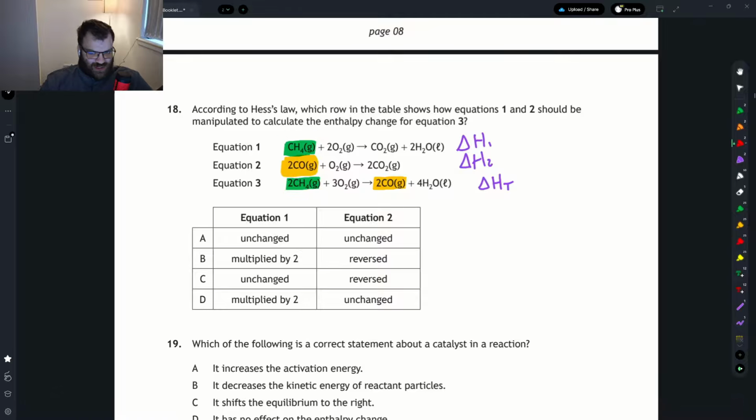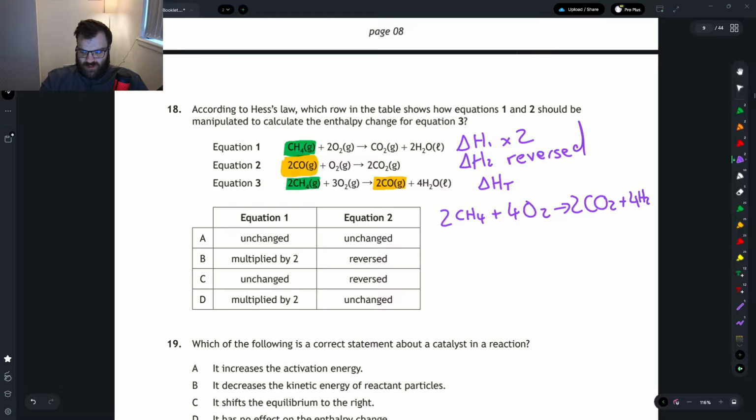Each equation is only used once. We're not using it more than once. I'm going to show you how it all fits together. So what that's shown to me is that the first one we need to times by 2, and the second one needs reversed. To prove that, I'm going to rewrite it, but I'm going to put 2's in front of the first equation. So we've then got 2 methanes, 4 oxygens, 2 carbon dioxides, and 4 waters. And you'll see that's how I knew that 4 water was going to fix itself. Reversing the second one means it's going to be 2 CO2 on the left now, 2 CO on the right, and then O2 in there as well.